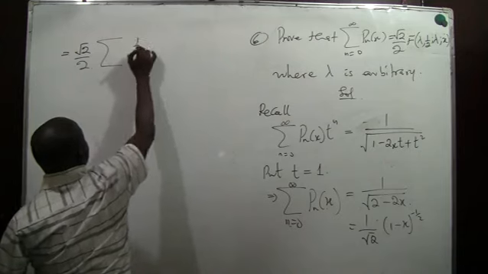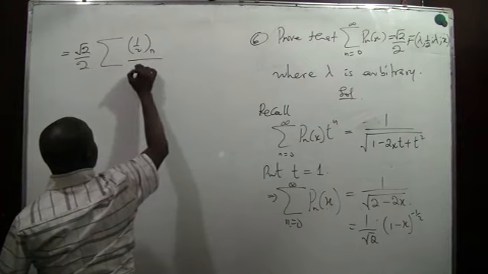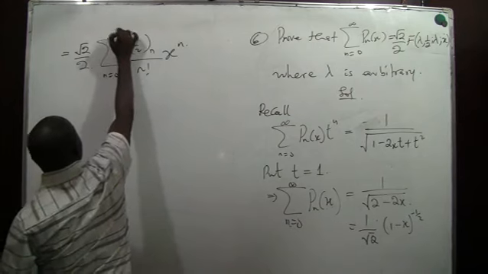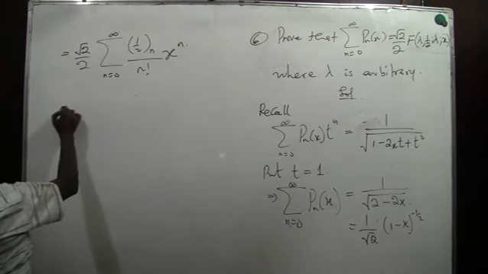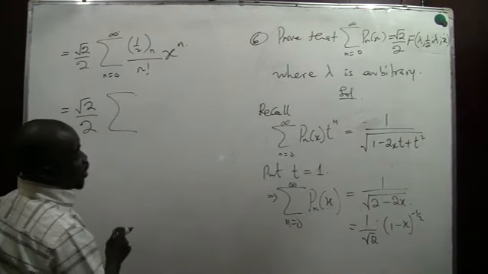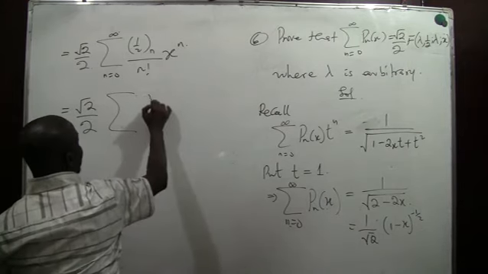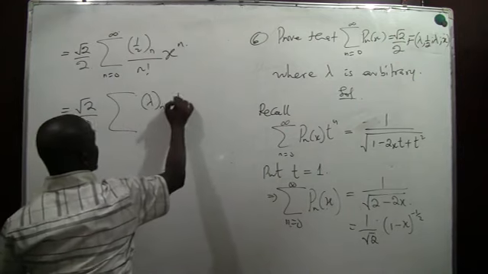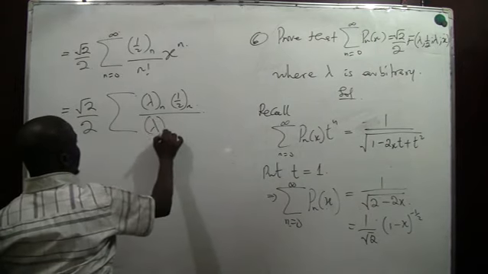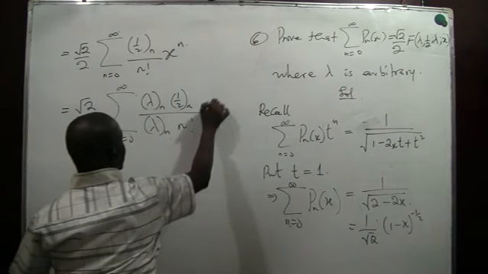and that gives the summation of half sub n divided by n factorial x raised to power n from 0 to infinity. Now, I can create an arbitrary value, a factorial functional value, by saying that I have this as lambda, that's what the question uses, divided by lambda sub n factorial, n from 0 to infinity, x to the power n.